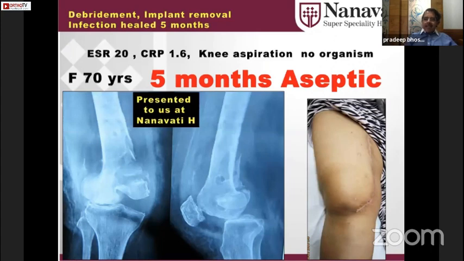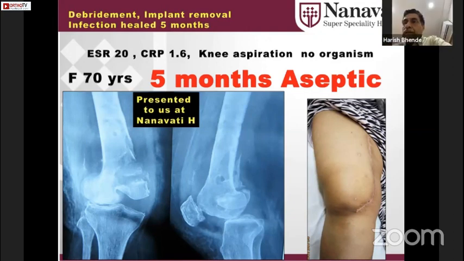This is a medial scar, you can see. This is 5 months aseptic. We have done all the investigation, so we confirm there is no evidence of infection, but still you have to take care. So this was the condition. 5 months aseptic, skin is healed as shown in the slide.